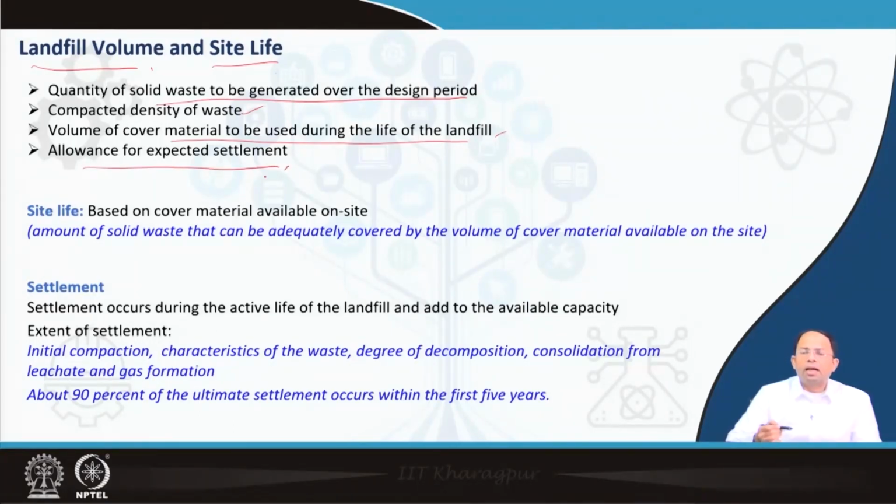Like we said that the average density is around 1 ton per meter cube. But during the initial starting period, it is 0.8 to 0.85 tons per meter cube, whereas in the final stage, you will see around 1.2 tons per meter cube. That becomes the density, right?